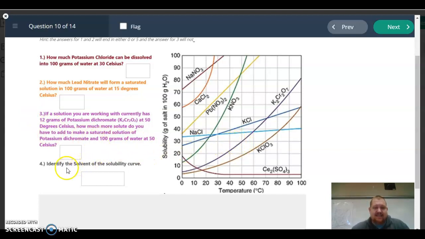Finally, it says identify the solvent of the solubility curve. This is the solvent. Always remember that. Now, do not write this in as it appears. Write the name of this.